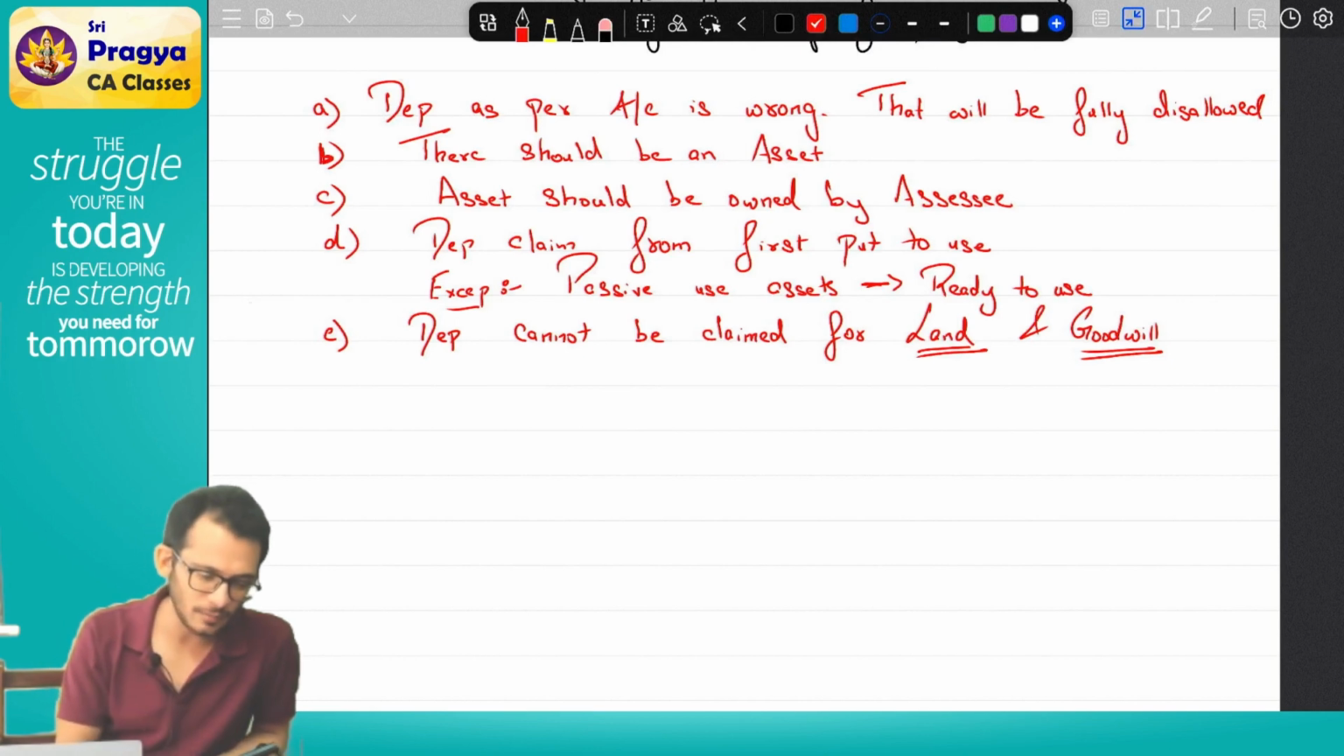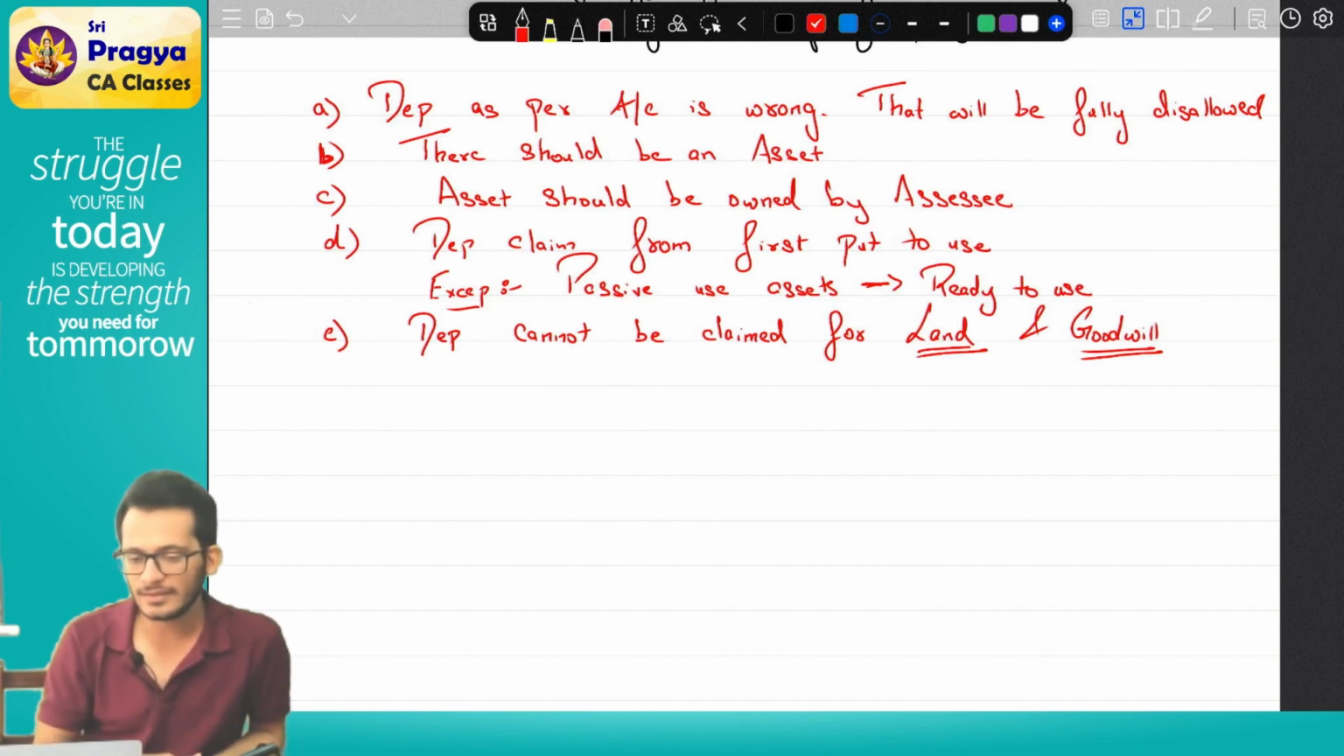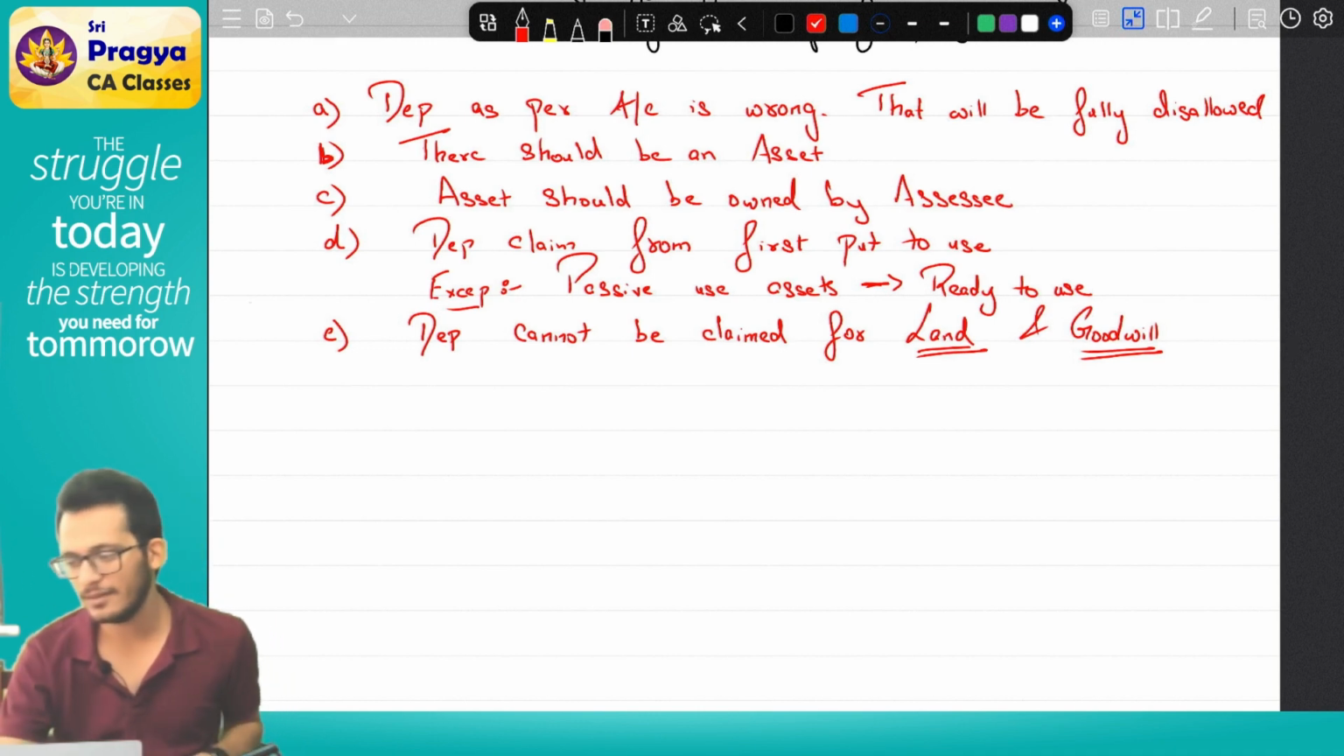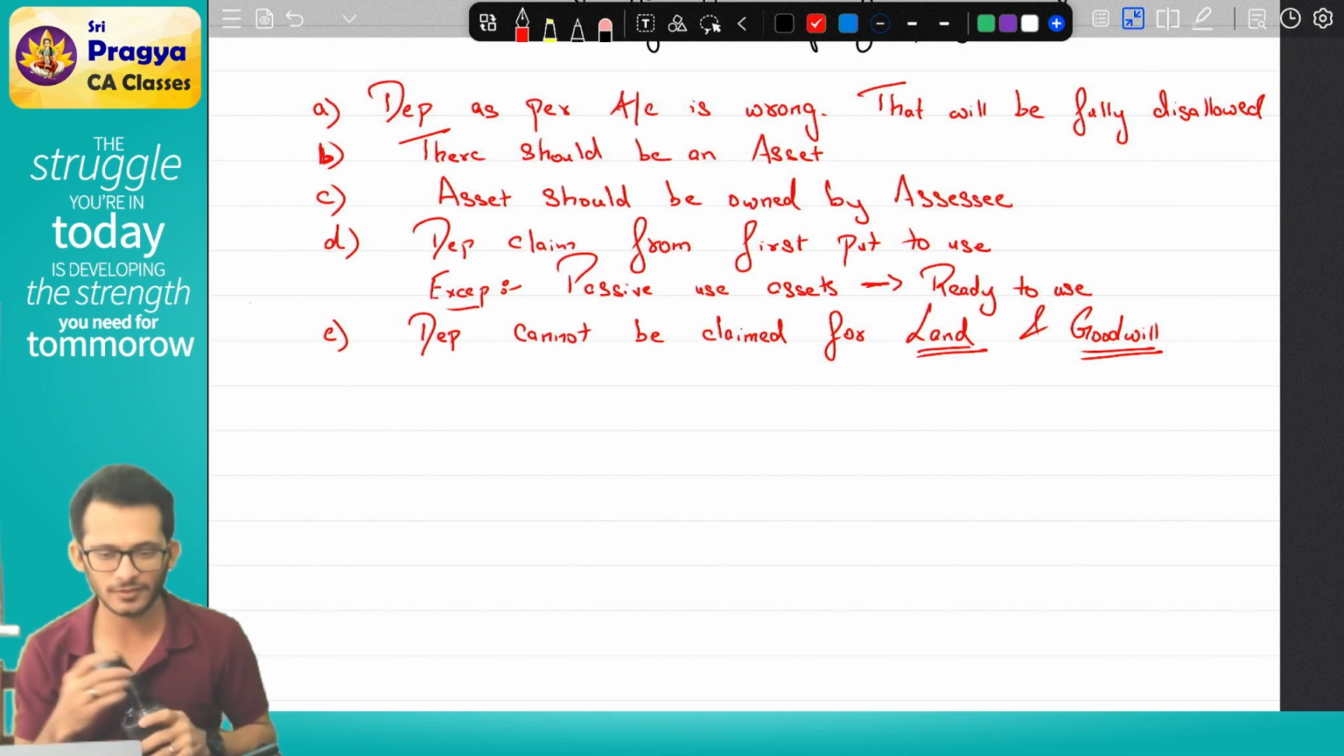Since we have started this topic, let's understand what we mean by goodwill. What have you learned in accounts? What is goodwill in accounts?